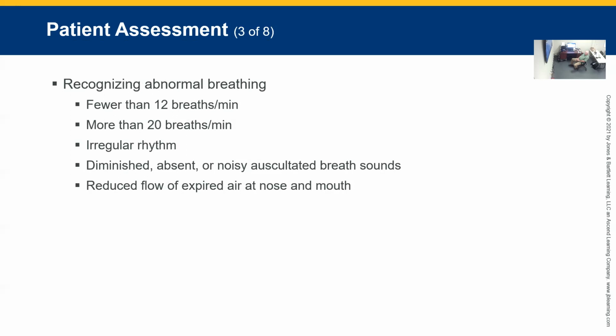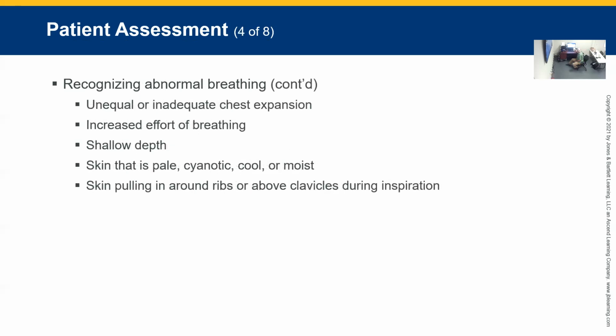So any kind of irregular breathing, with any kind of diminished, absent, or noisy breath sounds, we'll talk about breath sounds a little later. So again, look at the work of breathing, any kind of reduced flow in and out through the nose. So you can observe them and just look for normal breathing, and you can observe that when you first walk in the room. Any kind of unequal or inadequate chest expansion, we'll talk more about that when we get into trauma. Again, any kind of increased effort.